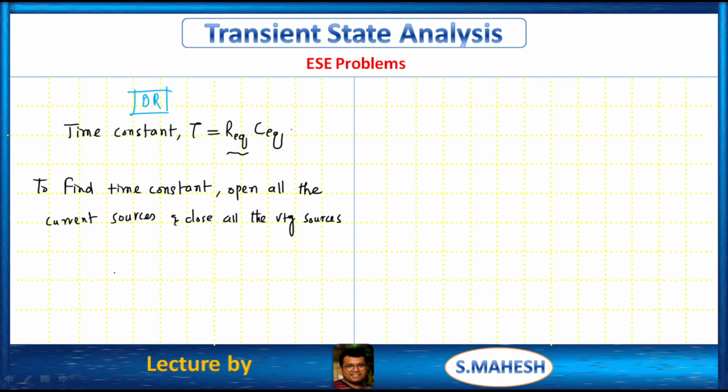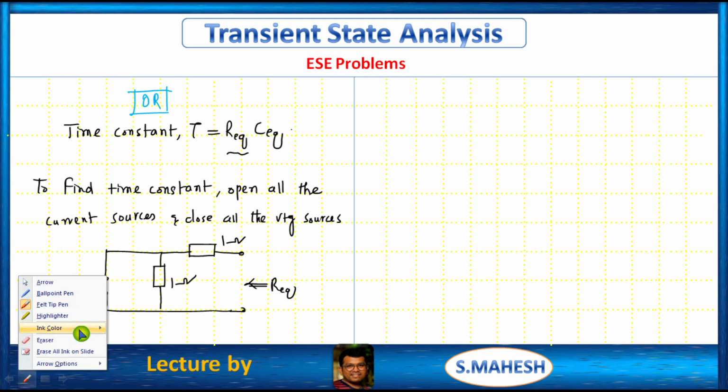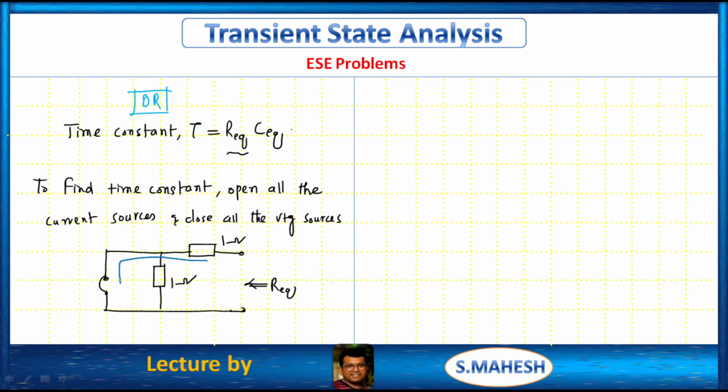Therefore, the circuit becomes what? This is R equivalent. Given that this is 1 ohm, this is 1 ohm, therefore R equivalent is 1 plus 1. Sorry, this is short circuited. Sorry, the path of the current should be like this. There is no use of this. Therefore R equivalent is 1 ohm only.